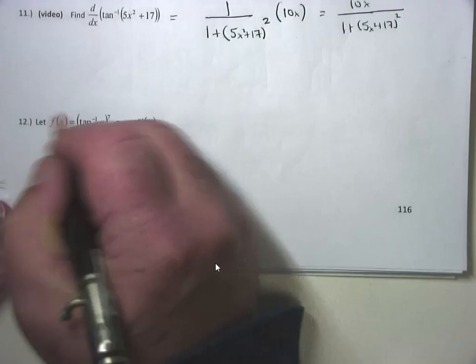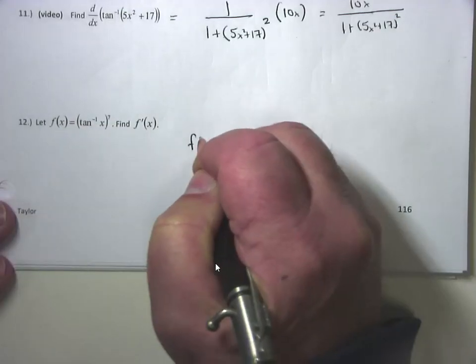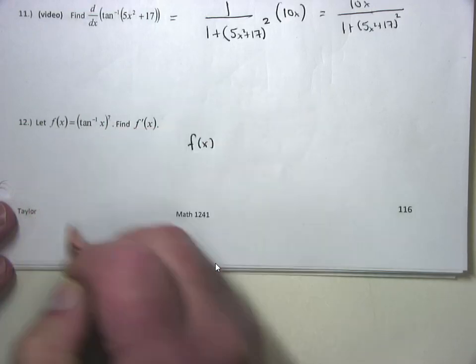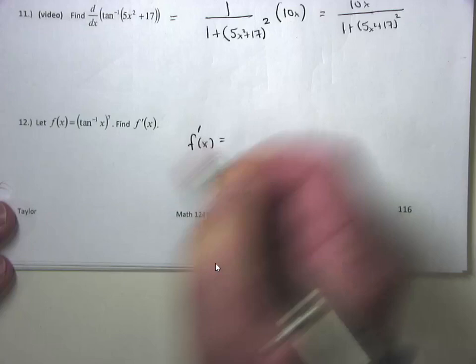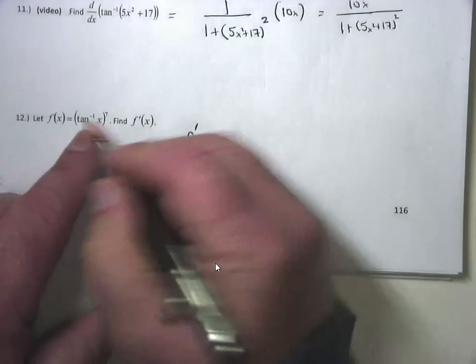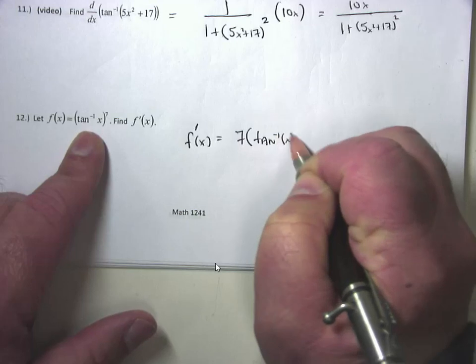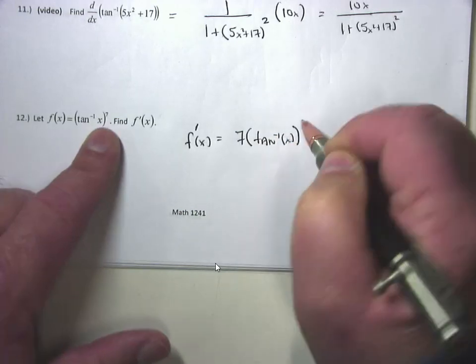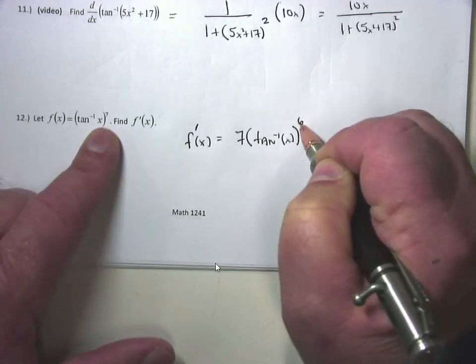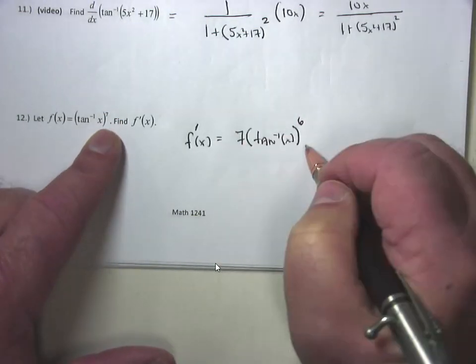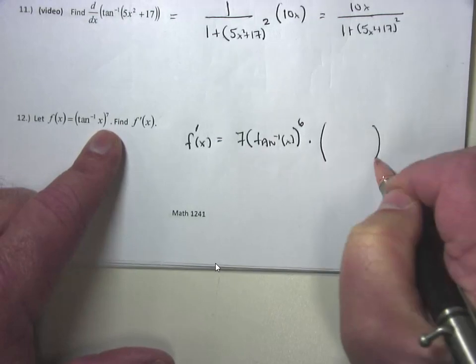So this has been labeled. f of x equals tangent inverse of x quantity to the 7th power. So f prime of x is equal to, chain rule, the derivative of the outside: the 7 pops out front. The inside, tangent inverse of x or arctangent of x, stays the same, raised to the 6th power. Don't forget that guy. Bring down your power and subtract 1. But the inside stayed the same. But then you do times the derivative of the inside.